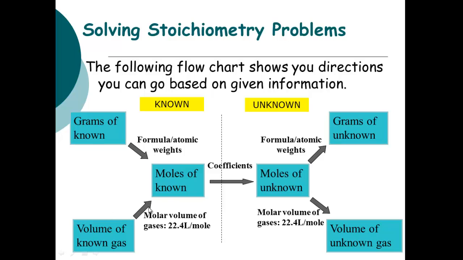Going from volume to moles, that came from Avogadro, where he told us that 22.4 liters is equal to 1 mole. So once we have moles, we can then convert from moles of one substance to moles of another using the coefficients from the balanced equations. And then from there, if they want it in grams or volume, we can separate that. So make sure you have this copied down. You're going to need to know this.